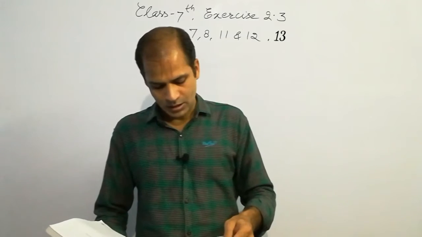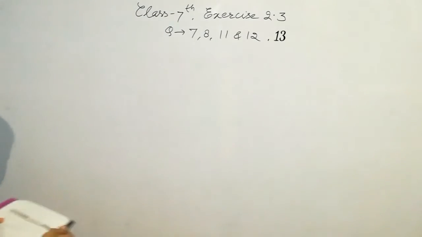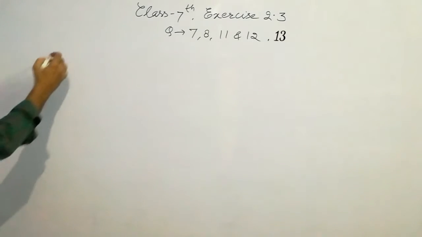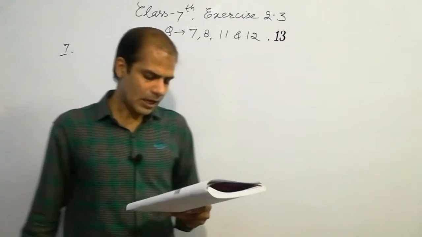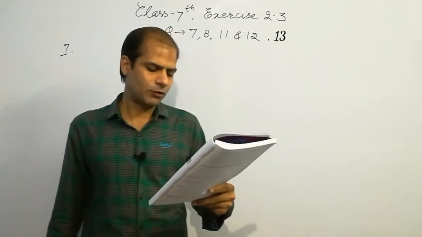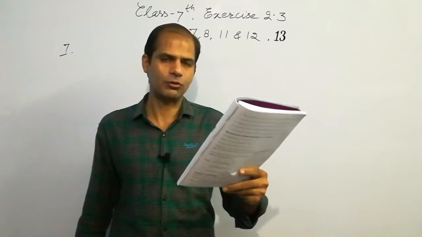From page number 30, I am taking question number 7. Priyanka has 24 apples. 3/4 of these are found to be rotten. Find the number of rotten apples.